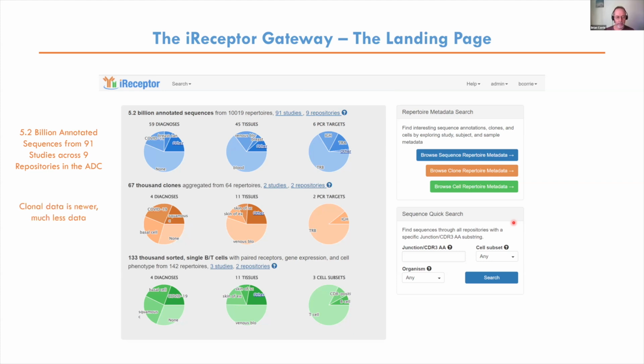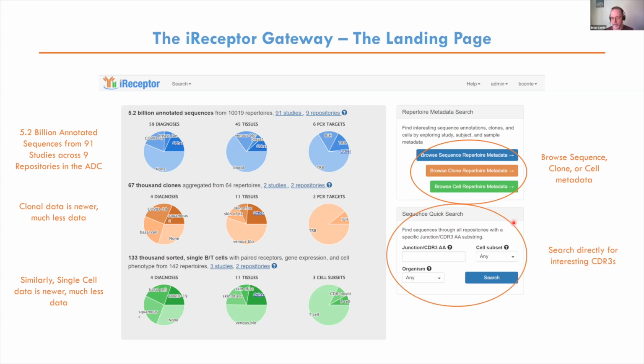Both clone and cell data are a little bit newer for the AIRR Data Commons, so we have much less clone data and single cell data, but that is growing as well. When you start to browse, you can choose to go down one of 3 different types of pipelines or workflows. You can look at sequence, clone, or cell repertoire metadata, and I'll talk about that in a second.